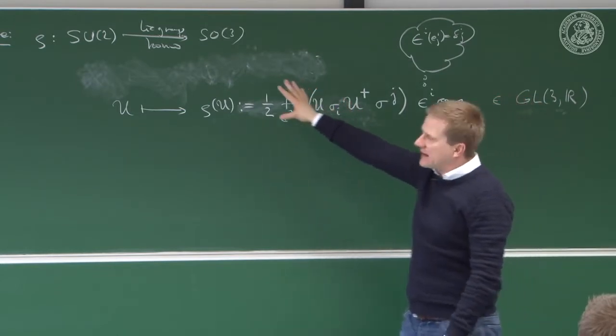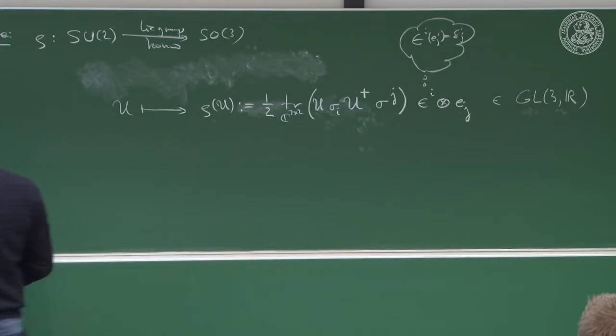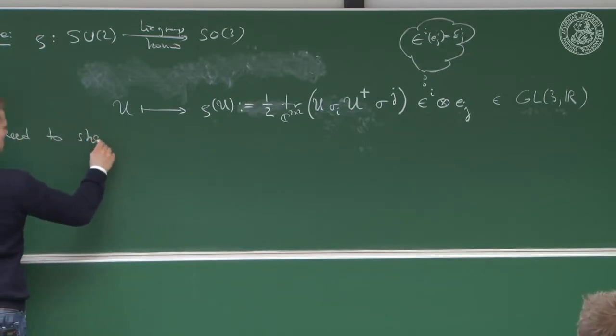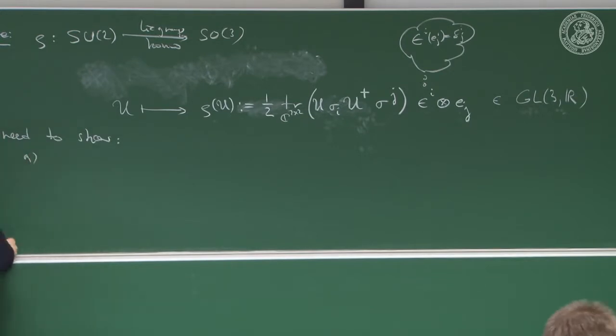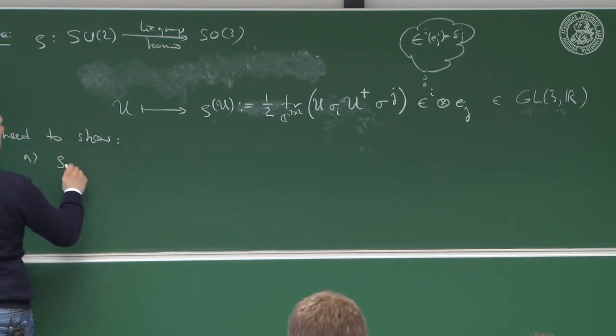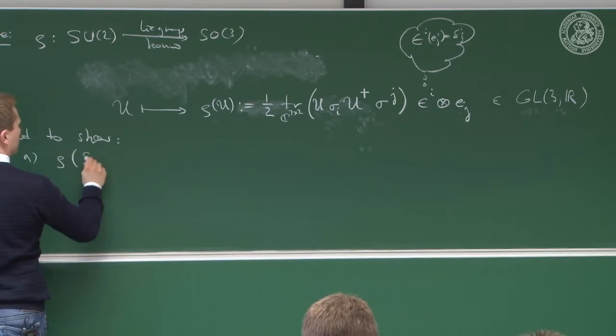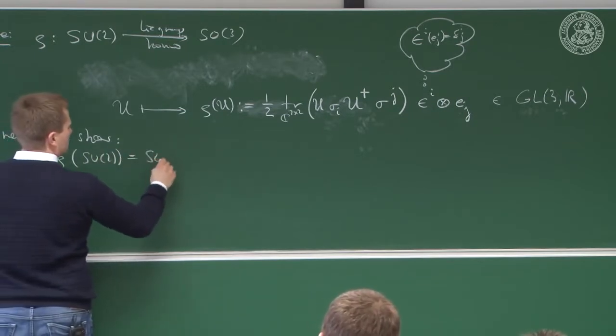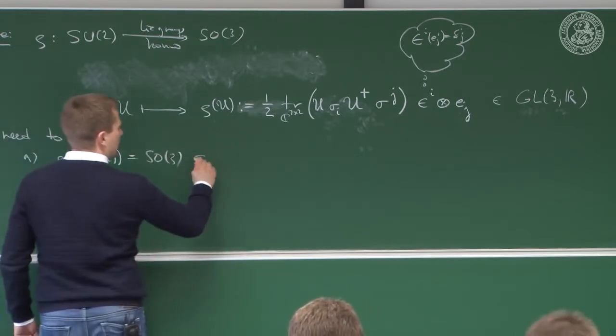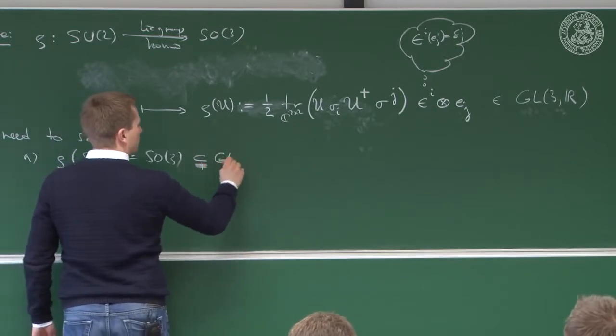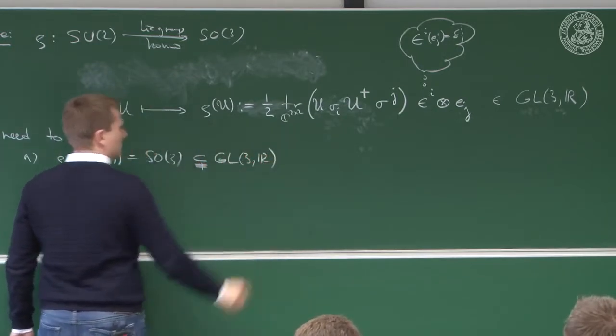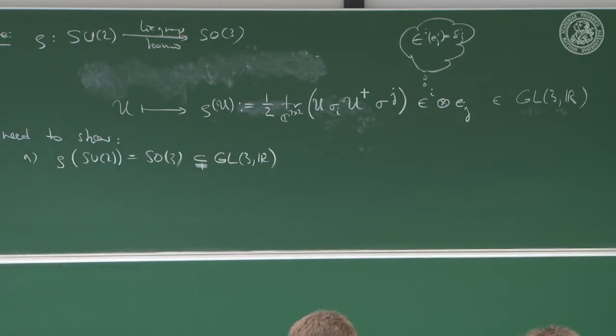Okay? But I construct this map, so I obviously need to show a number of things. So proof, we need to show. The first thing we need to show is that indeed rho of SU2 only takes me to the SO3 subgroup of GL3R. Okay, so let's try to do this first. So how do we do this?